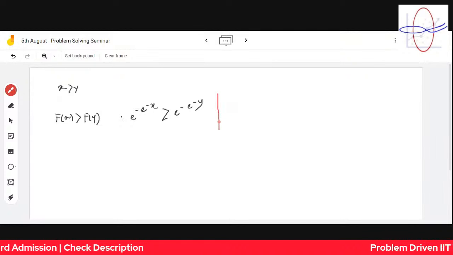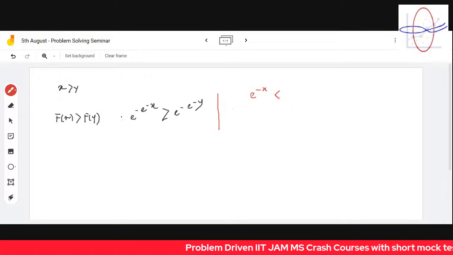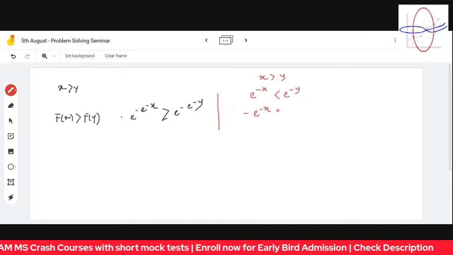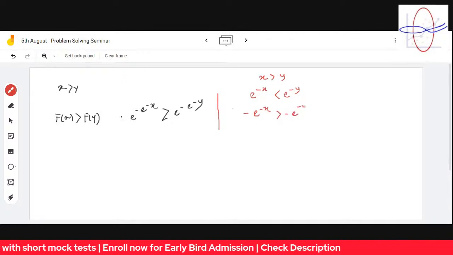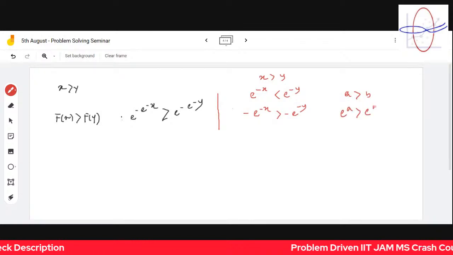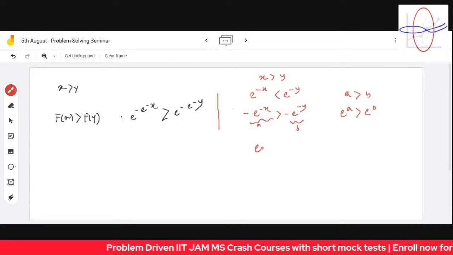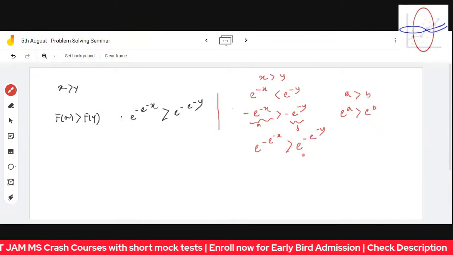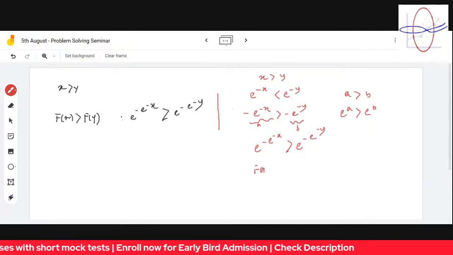And understand this very carefully: what we are showing now is that e to the power minus x is a decreasing function. We know that if x is greater than y, e to the power minus x is decreasing, so this will be the opposite sign, just reversing the sign. Now e to the power x is increasing, so if a is greater than b, e to the power a is greater than e to the power b. So we put a as this and b as this. So we get e to the power minus of e to the power minus x is greater than e to the power of minus of e to the power minus y. So therefore we get that f of x is greater than f of y.